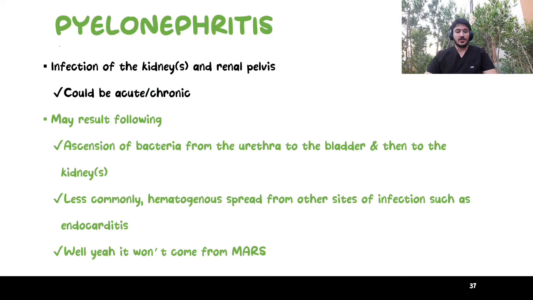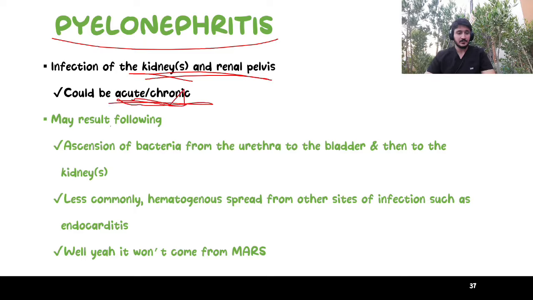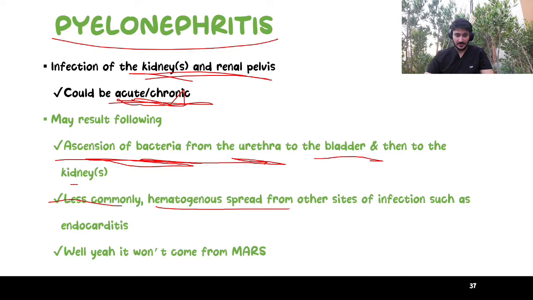So then we have pyelonephritis. Pyelonephritis is basically an infection of the kidneys and the renal pelvis. It's a very nasty infection. It's one of the worst UTIs you can have. It happens because of the ascending of the bacteria from the urethra to the bladder and then to the kidneys. Less commonly, it can happen by hematogenous spread. So if you have an infection anywhere else in the body, you can have infection of the kidney as a result of it, leading to pyelonephritis.